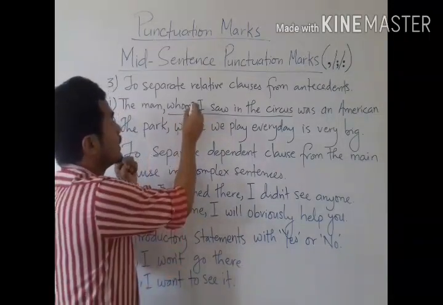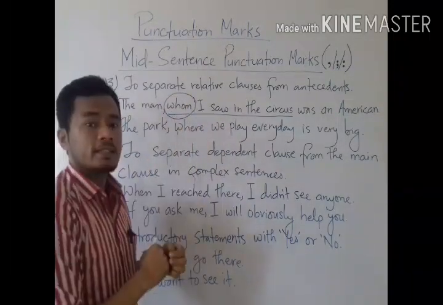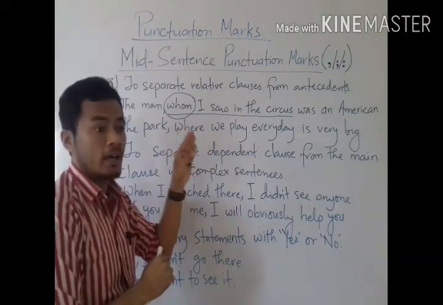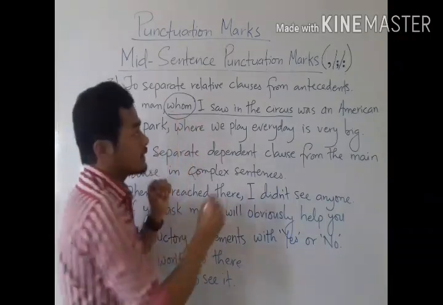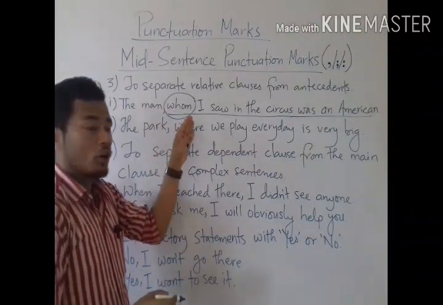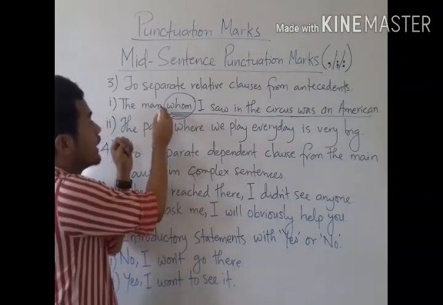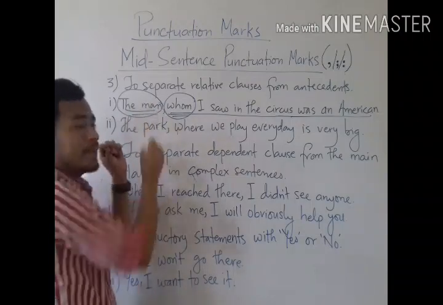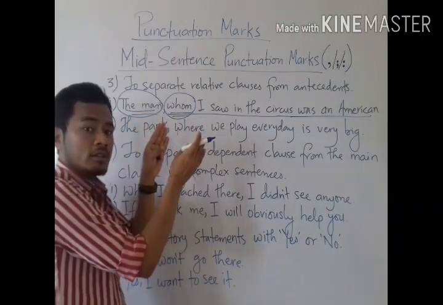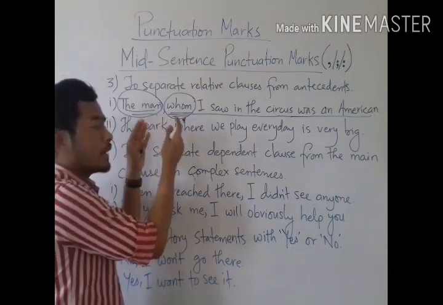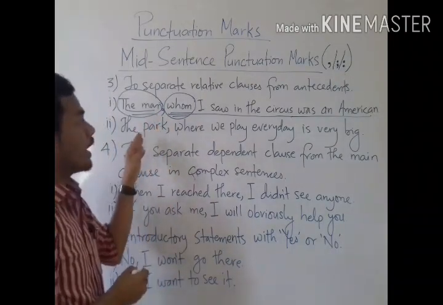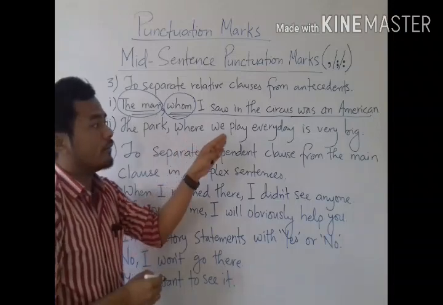So whom, here the clause is started with whom. That means whom I saw in the circus was an American. This is a relative clause, and this relative clause whom is related to the man. Here the man is the antecedent. Okay, so here this antecedent and relative clause are separated by using comma. Understood? In the same way, the part, comma, where we play every day is very big.